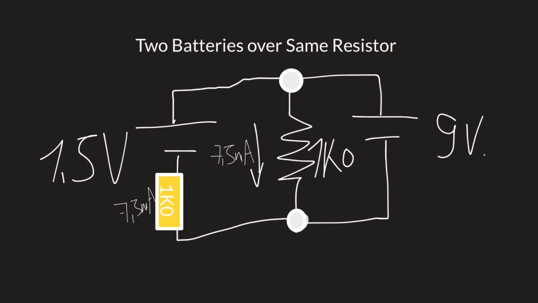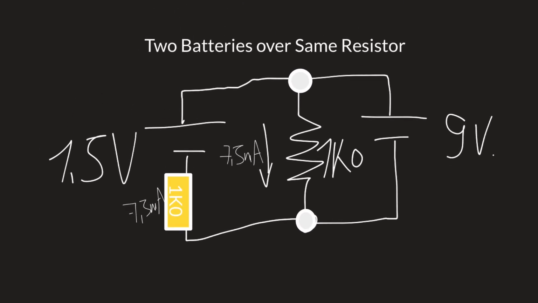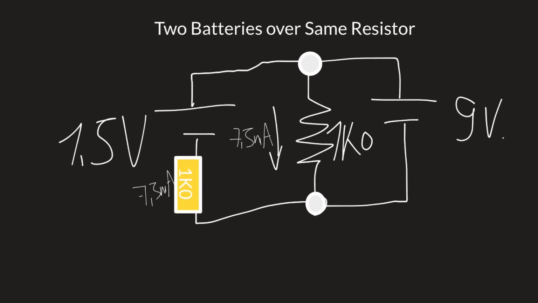So what we've seen is that these 9 volts are dropped as a whole over this central 1 kilo ohm resistor. So you have the same amount of voltage in general over the two parallel paths. But here, over the right 1 kilo ohm resistor, you have the whole 9 volts.